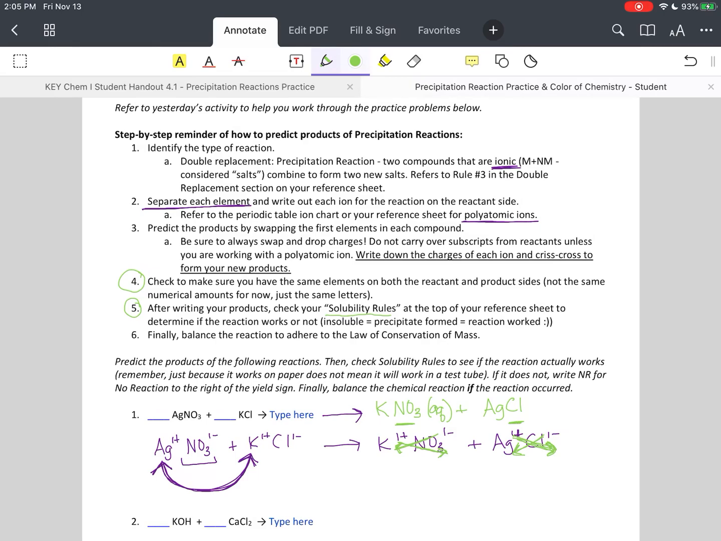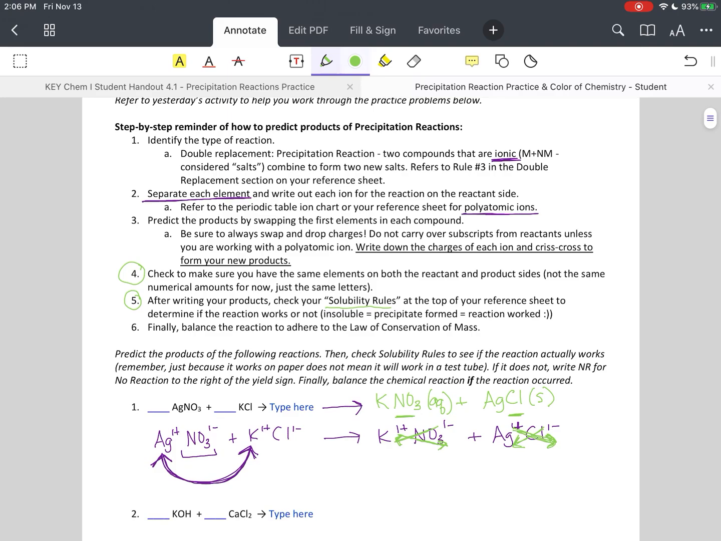Next, I'm going to look for Cl for chlorides. Chlorides is rule number 3, and it says most chlorides are soluble except silver and a few other ones. So because silver is an exception, it is not soluble, I'm going to put an S. An S is for insoluble because that's what's going to form that solid at the end of your reaction. Next, I would balance. That would be step 6. In this case, this equation's already balanced, so I don't have to do anything extra. That is my answer.